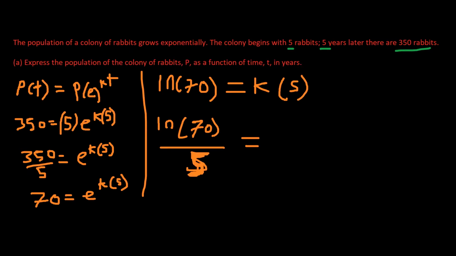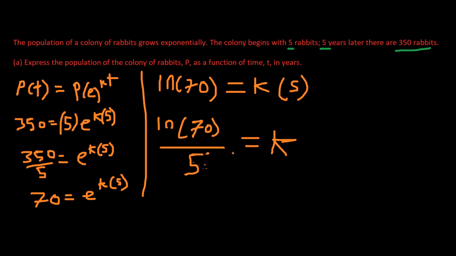All right, how do I erase this? Nope. Yeah, let's patch that up. Yeah, you guys deserve a better 5. All right, there we go. A little more readable. So ln 70 divided by 5 is equal to K.